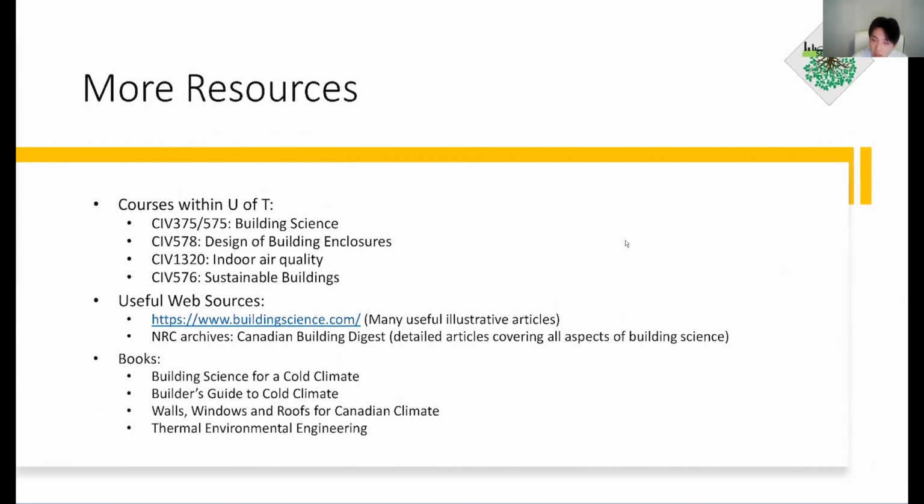And obviously today we only have a certain amount of time. We're not going to cover everything there is about enclosures. So here I give you a little bit more resources where you can look into the topic. If you take courses within U of T, which is the most efficient way, you can take Civ 375 or 575, building science, and it really covers nearly everything I talked about today.